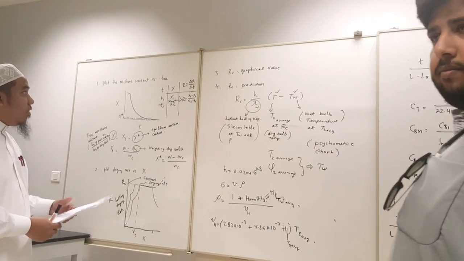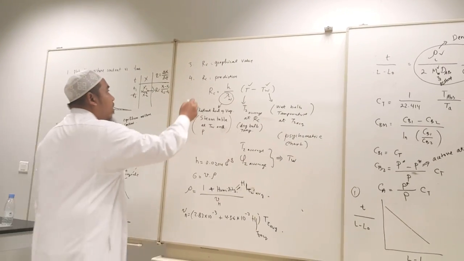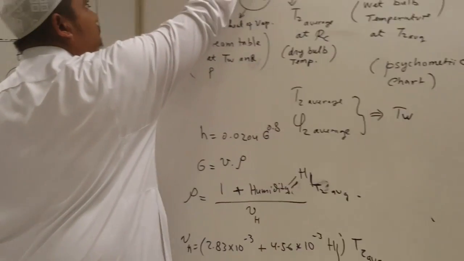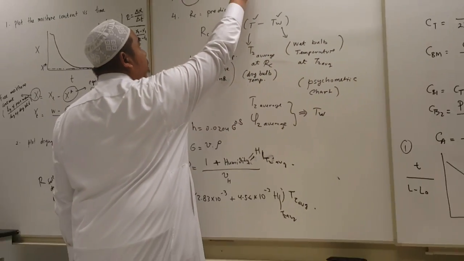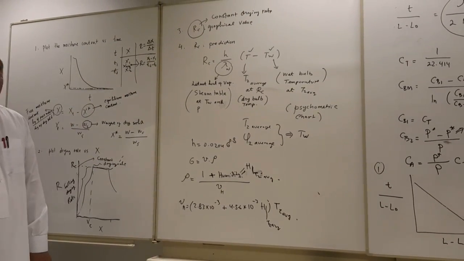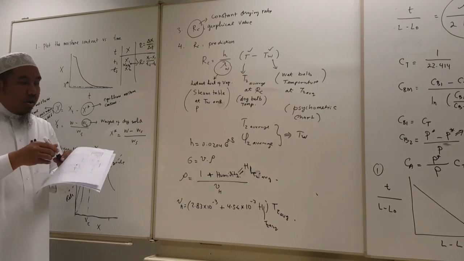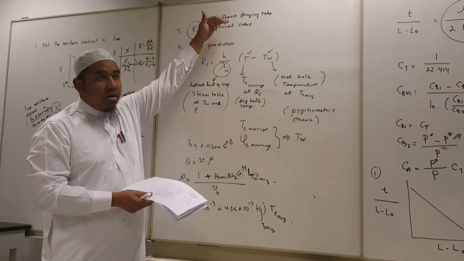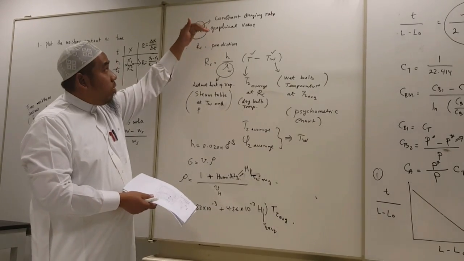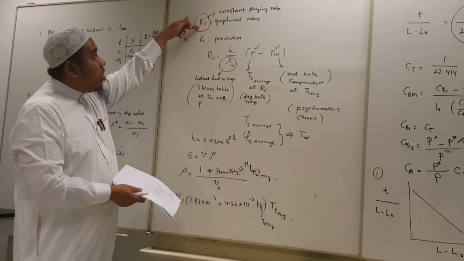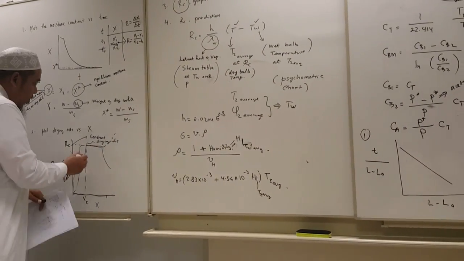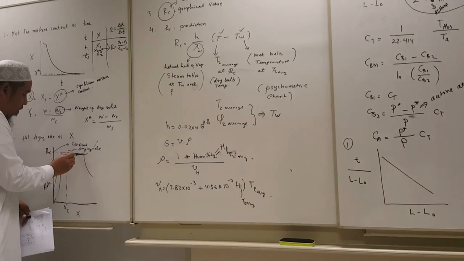What's the purpose of this? We want to find RC. RC is the constant drying rate. Normally, the process of drying occurs in this area when we have a constant drying rate. So we have to determine RC by graphical value, which is this one. You will see a constant drying rate.